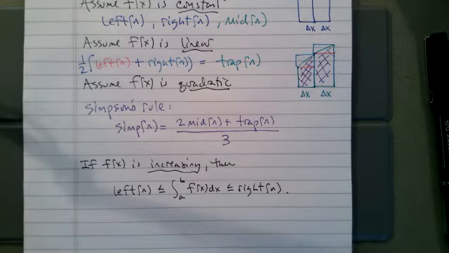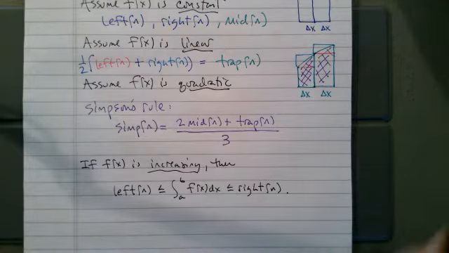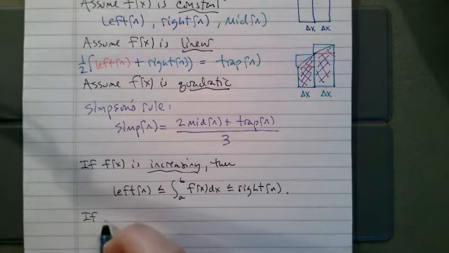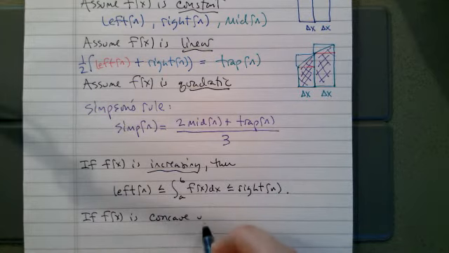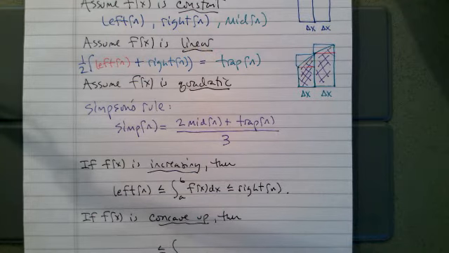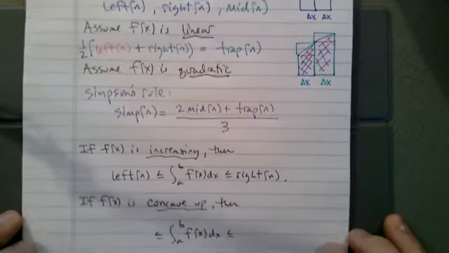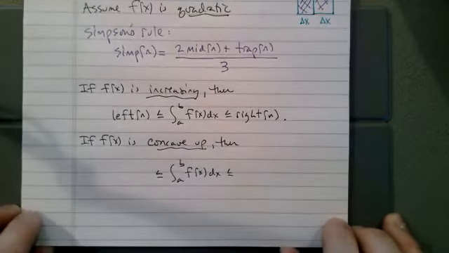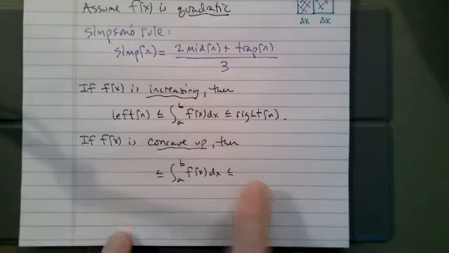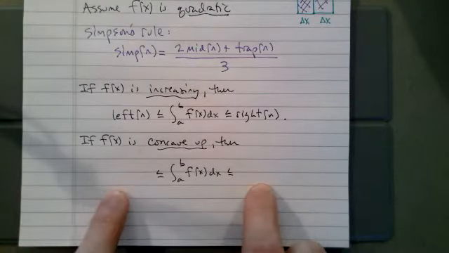The midpoint rule and the trapezoidal rule will also be on opposite sides of the actual value, but this will be based on the concavity of the function. If f of x is concave up, then the midpoint rule and the trapezoidal rule will be on opposites. So, we'll make this decision based on the concavity.